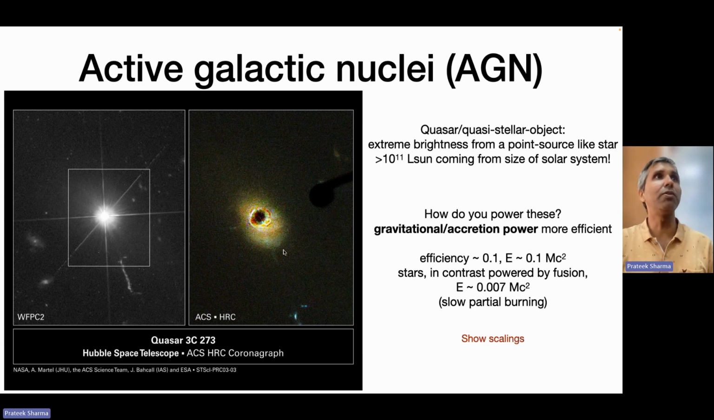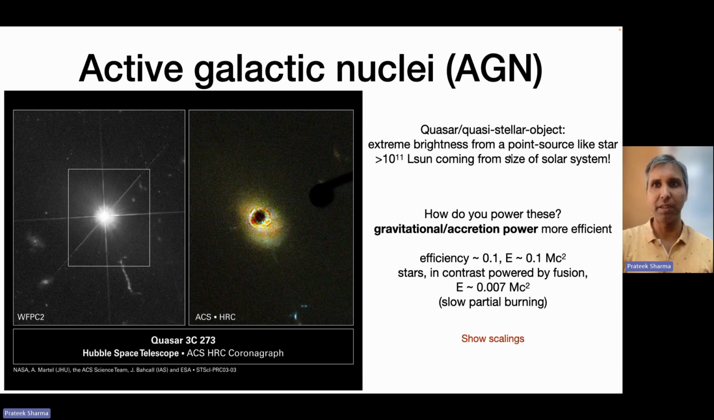Similarly, you want to detect planets. You want to image planets around nearby stars. How do you do that? The star is extremely bright. So you want to put a coronagraph and block the light from the star so that you can see the reflected light from the planets. So this is also used for planet hunting. Okay. So this is about quasi-stellar objects.